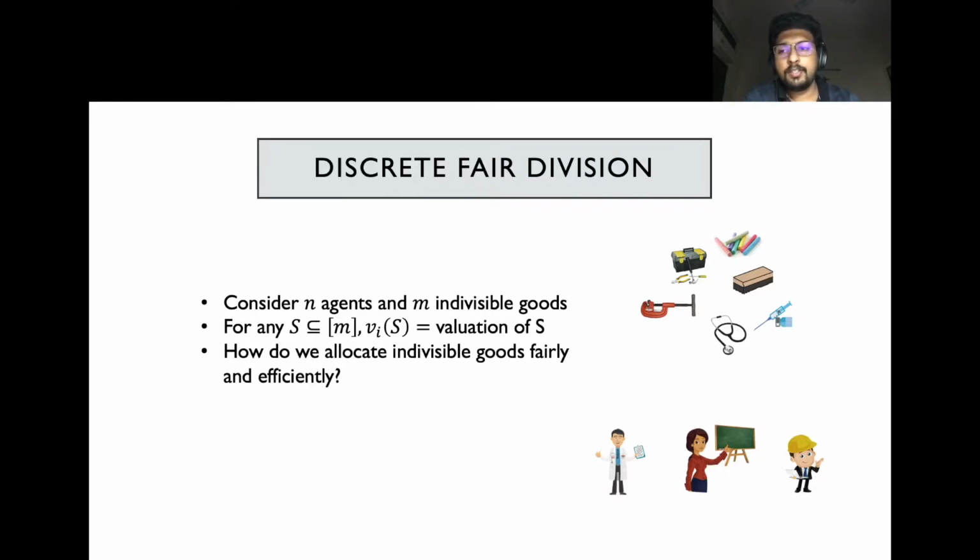So let's look at the setting formally. We are given n agents and m indivisible goods. We use m with square brackets to denote the set of items and n with square brackets to denote the set of agents throughout. Every agent i has a valuation function v_i over the subsets of items. Then the main question of fair division is how do we divide these resources in a fair and economically efficient manner?